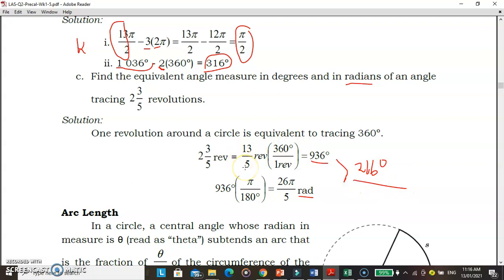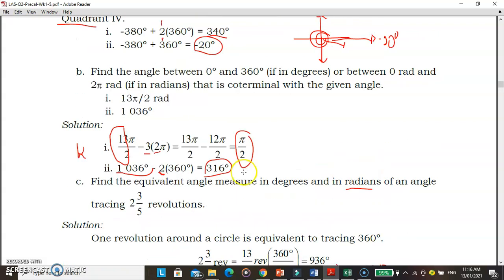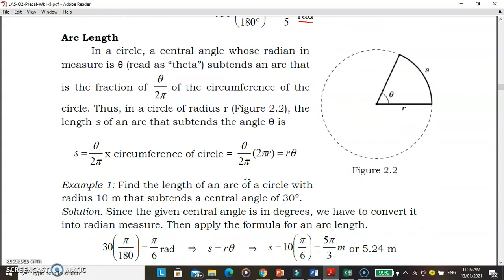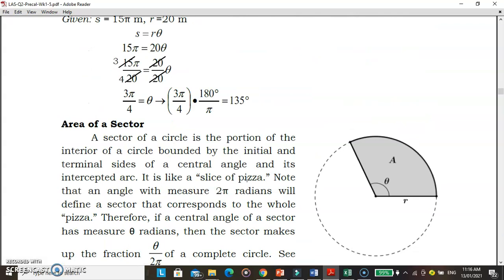Okay, so I think this is the last lesson, the last one for coterminal angles. See you in the next video about the discussion on the arc length and the area of the sector.